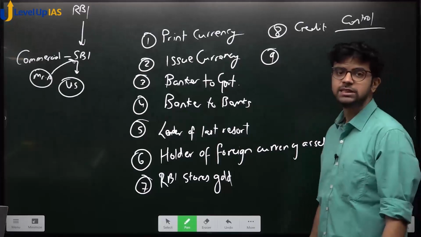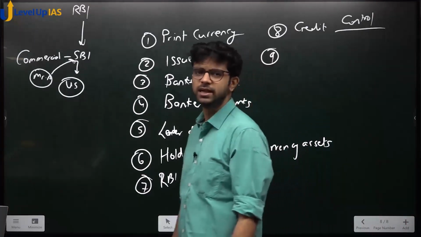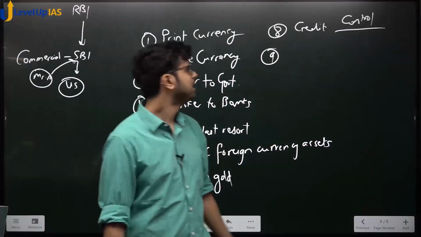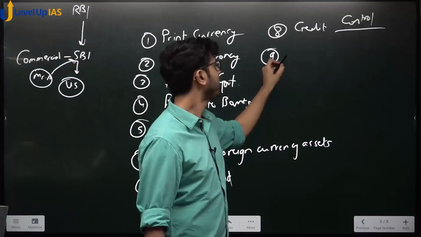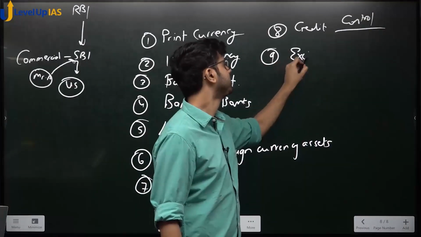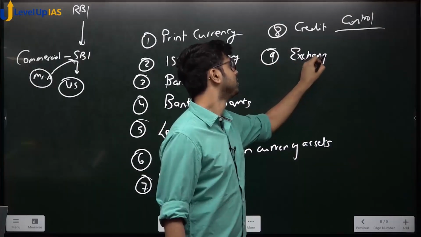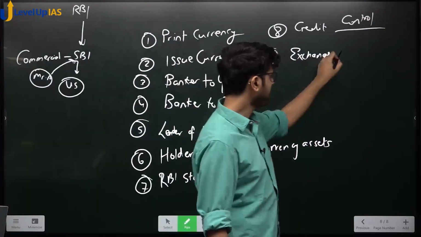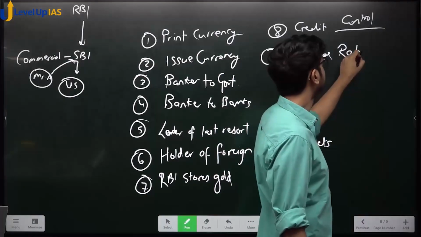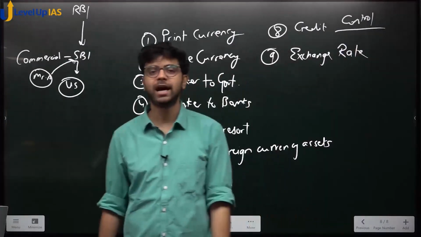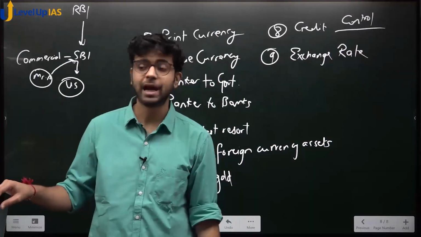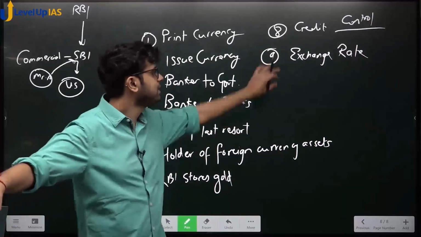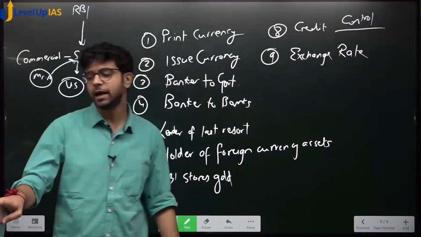Do you know what is exchange rate? Foreign currency rate, $1 is 72 rupees. RBI also regulates the exchange rate of India. Instead of regulate, I would use the word manage. RBI manages the exchange rate of India. So exchange rate ka story to is the entire basis of the balance of payment chapter. We'll cover this exchange rate part in the balance of payment and IMF chapter.